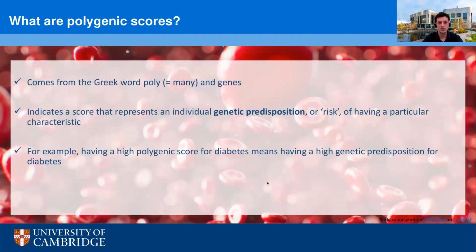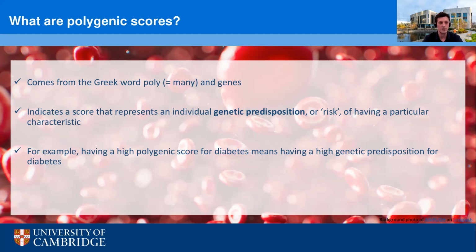And let's move on to polygenic scores finally. First of all, what are they? The word comes from the Greek word poly, which means many, and genes. Essentially, a polygenic score indicates a score that represents individual genetic predisposition or risk of having a particular characteristic. For example, having a high polygenic score for diabetes means having a high genetic predisposition for diabetes.